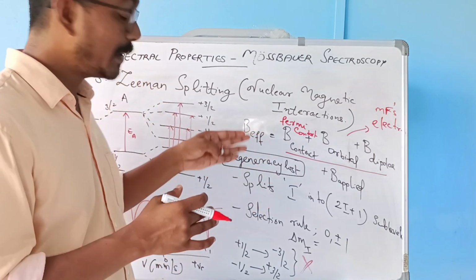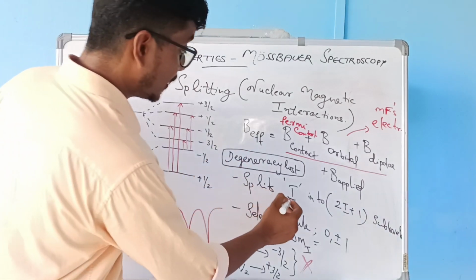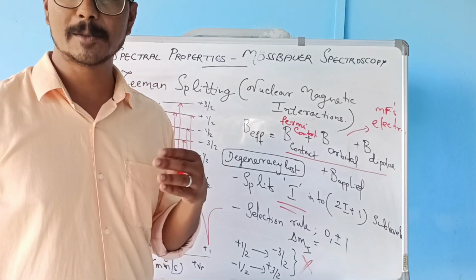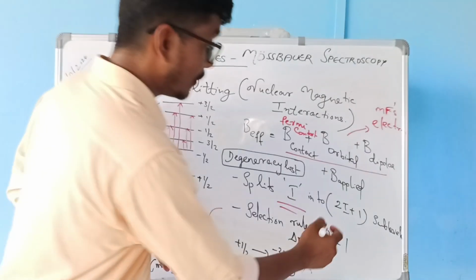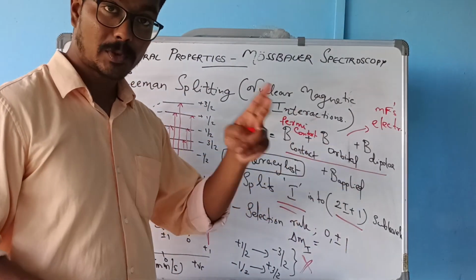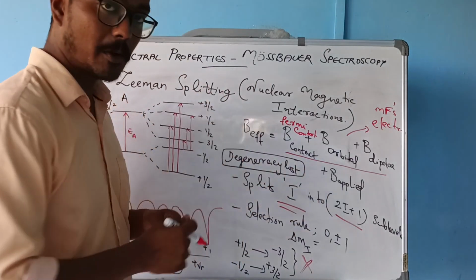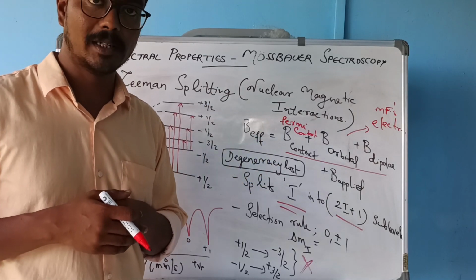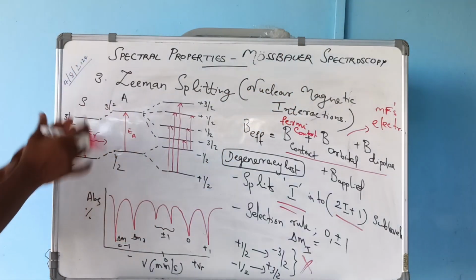Okay, so the spin quantum number splits into 2I plus 1 sublevels. The nuclear spin quantum number splits into 2I plus 1 sublevels. For example, if it is half, it is split into 2 sublevels, plus half and minus half. So this phenomenon, this splitting of degeneracy of energy levels of a nucleus, is called Zeeman splitting or nuclear magnetic interaction. So let us consider the energy level diagram.